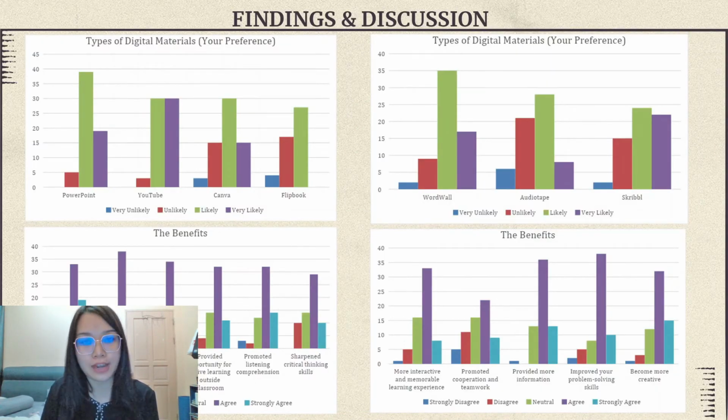Now we are looking at the findings and discussions. After the frequency calculations, 47.62% of the respondents think that the use of YouTube in a classroom is very likely, and 30.60% of the respondents think that the use of PowerPoint is very likely. However, only 12.70% of the respondents think that the use of audio tape is very likely in a classroom. 26.98% of the respondents do not like the use of Flipgrid in the classroom.